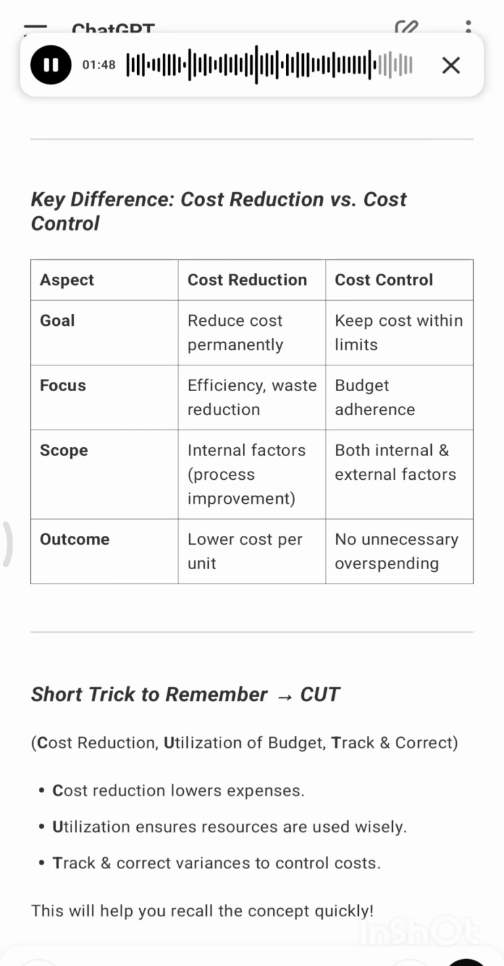Short trick to remember: CUT, cost reduction, utilization of budget, track and correct. Cost reduction lowers expenses. Utilization ensures resources are used wisely. Track and correct variances to control costs. This will help you recall the concept quickly.